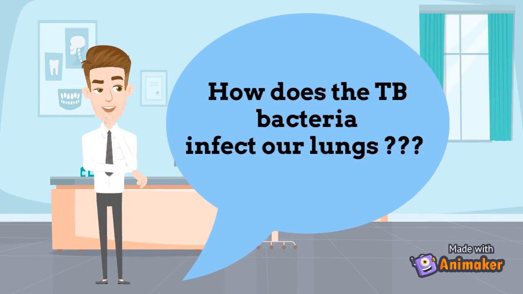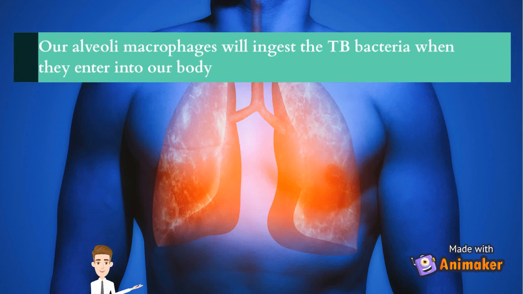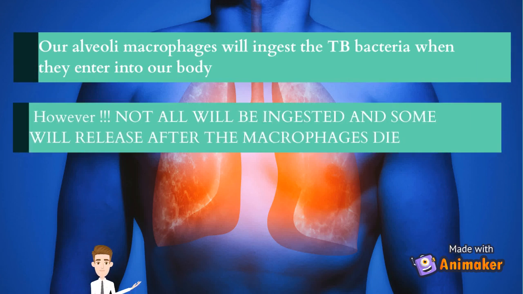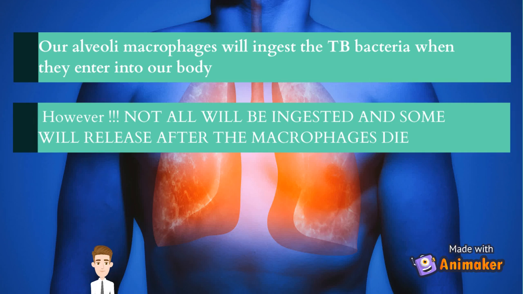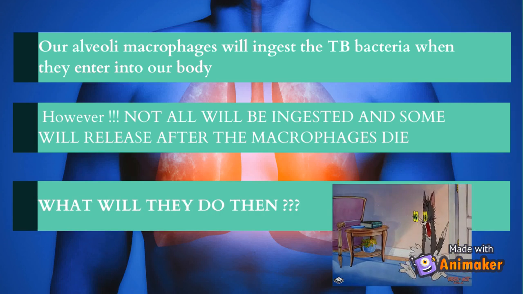Now we will talk about the pathogenesis of TB bacteria and how it infects our lungs. The pathogenesis starts when the TB bacteria enter our body, and our alveolar macrophages will ingest the bacteria. However, not all the bacteria will be ingested and some will be released after the macrophage dies. Now the question is, what will the bacteria do to our body when they are released?